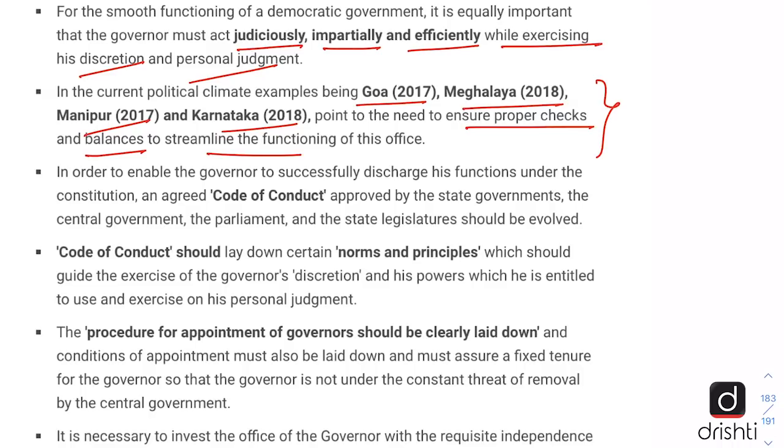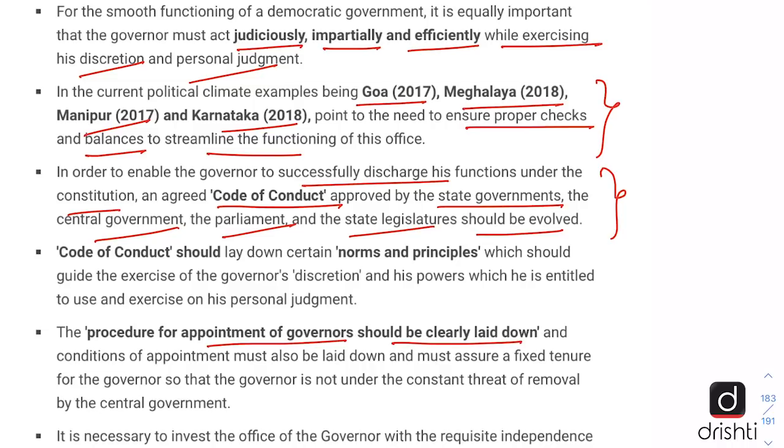And in order to enable the governor to successfully discharge his functions under the constitution, an agreed code of conduct approved by the state governments, the central government, the parliament, and state legislature should be evolved. This can be given as a suggestion while you are writing an answer in mains. Also, the procedure for appointment of governors should be clearly laid down, and the conditions of appointment must also be laid down and must assure a fixed tenure for the governor, so that the governor is not under the constant threat of removal by the central government, and that will allow the governor to act independently.